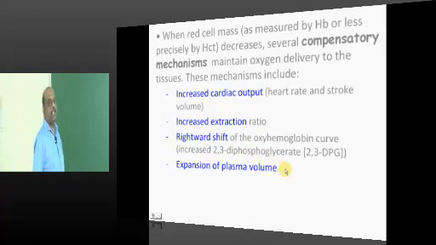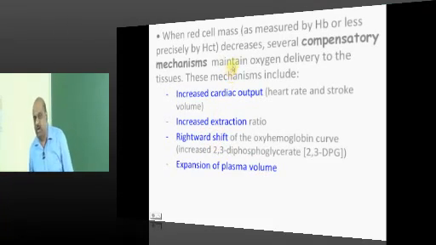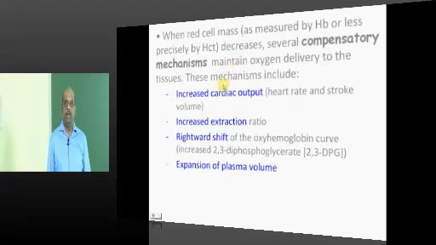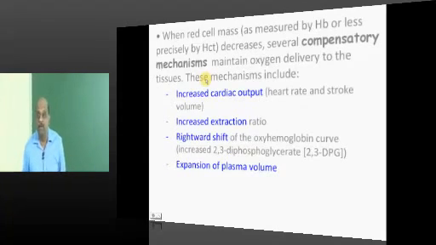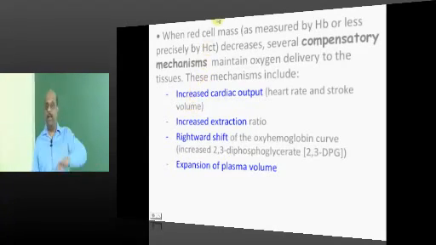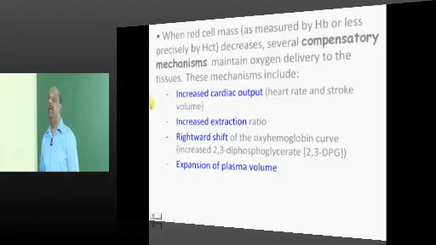Rightward shift of the oxyhemoglobin curve. What is the meaning of rightward shift? Decreased affinity for oxygen and increased delivery is called rightward. And increased affinity and decreased delivery is called leftward. Hemoglobin F has got a leftward or a rightward shift, doctor? Leftward, because it will suck the oxygen from the mother.